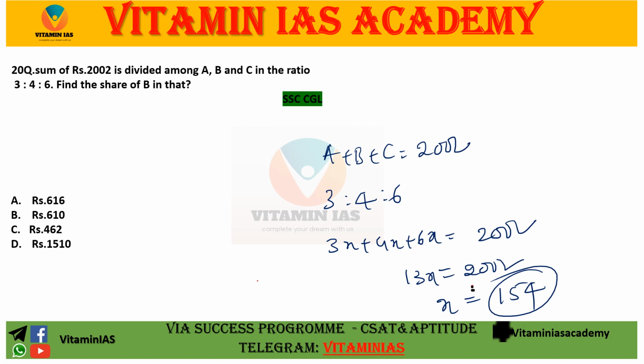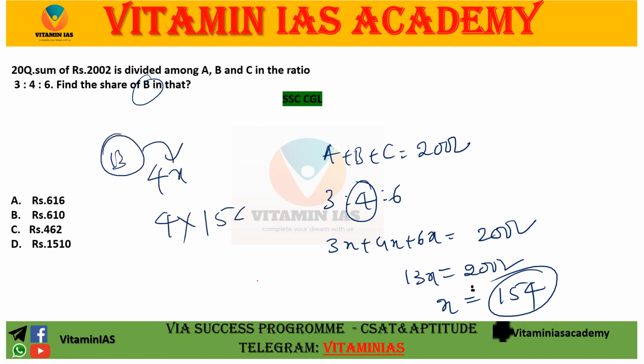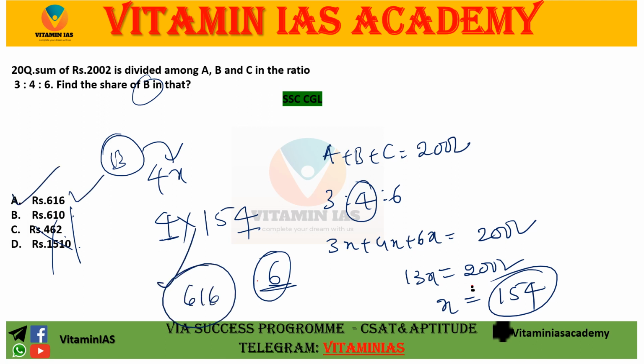And what he is asking: find the share of B. Means how much is the share of B? It is 4x. 4 into the x value, 154. 4 4s are 16, means the last digit 6 should come. Here the other options end in 0 and 2, so they are all wrong. 616 will be the right answer. Option A will be the right answer.